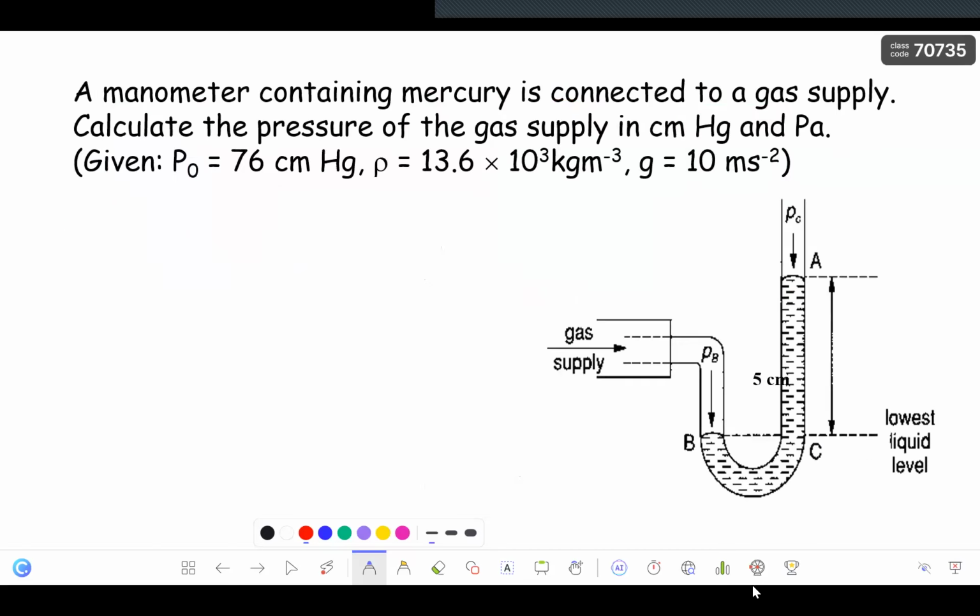Okay, let's take a look at more examples with numbers given now. So you have a manometer containing mercury connected to a gas supply. Calculate the pressure of the gas supply in cm mercury and in Pascal. So I'm interested in finding this gas supply pressure. The first step, I need to identify that the gas pressure is more than atmospheric pressure. So the next step, I'm going to find a common line, which is this dotted line over here. So I'm going to start writing my equation.